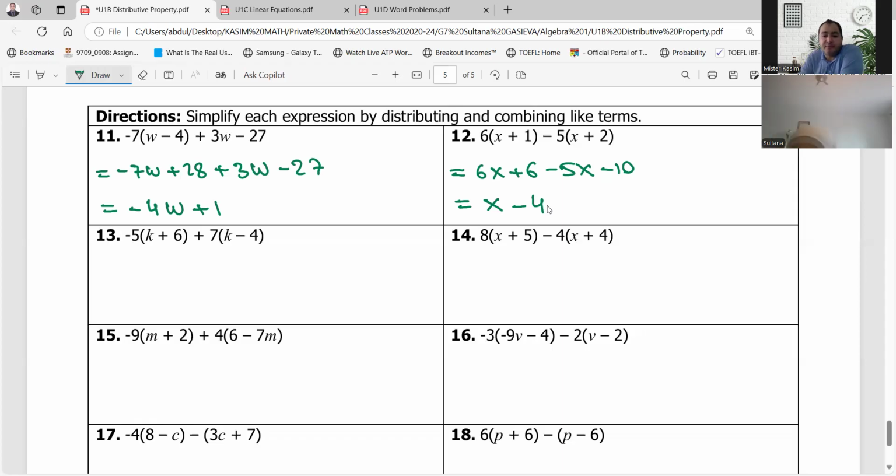For question 13, distribute, Sultana: the number outside the parentheses, you should multiply by each term inside the parentheses. Then after that, combine the like terms.